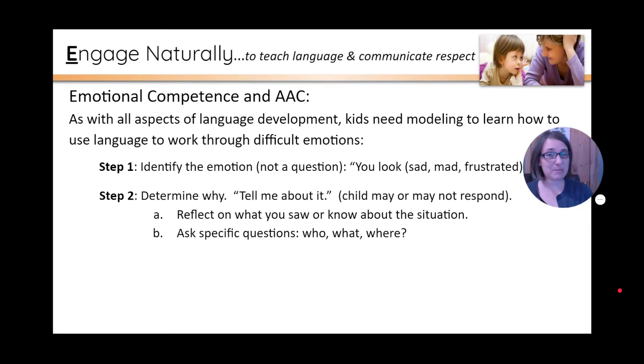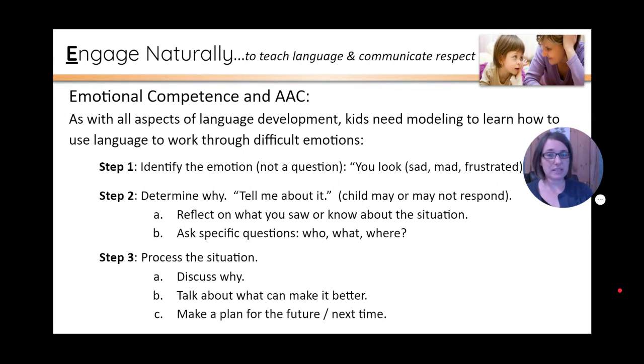So the child may be able to contribute to this or they may not. You might be able to ask some questions, but you might have to make a best guess. You might need to reflect on the situation and use their tool to do so. I wonder if someone was mean to you. I wonder if it didn't happen the way you thought it would. And then we can start to process that situation. We might give information about why it happened. We might make a plan for how we might do it next time, or what would make it better in this moment.